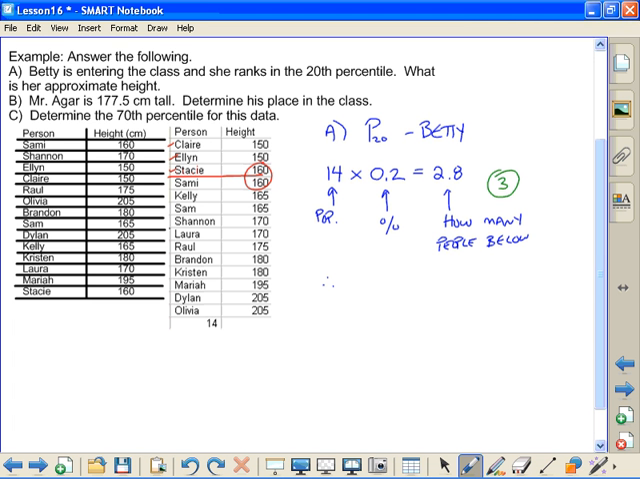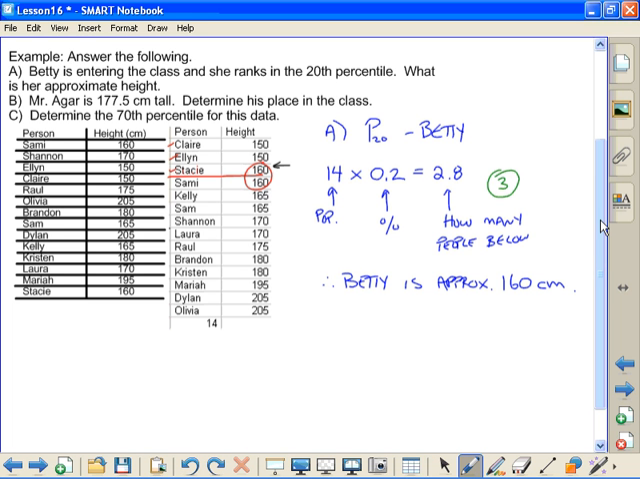And so the 2.8 is really in between, just below Stacy. However, we're approximating it to be about 3, so it's about Stacy's height. That's what it ends up being. So therefore, Betty is approximately 160 centimeters, being in the 20th percentile. All right, so you just use the percentage to find out how many people are below Betty's height.